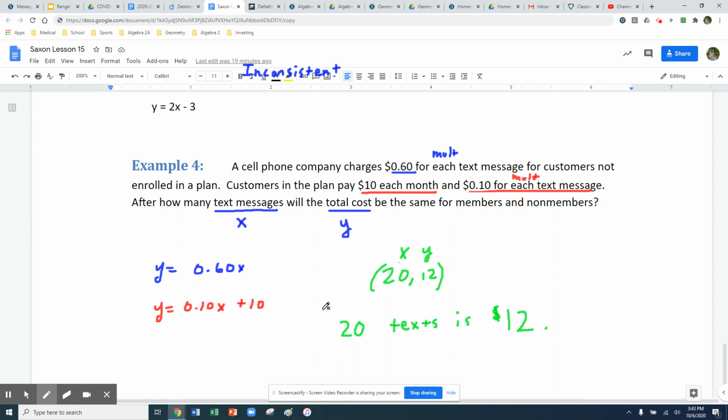Well, that covers lesson 15. We are now going to be ready for our practice in lesson 15. We've covered our one learning target today, which was to solve systems of linear equations by graphing.